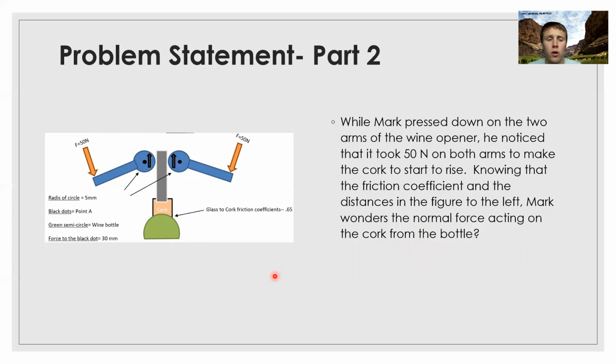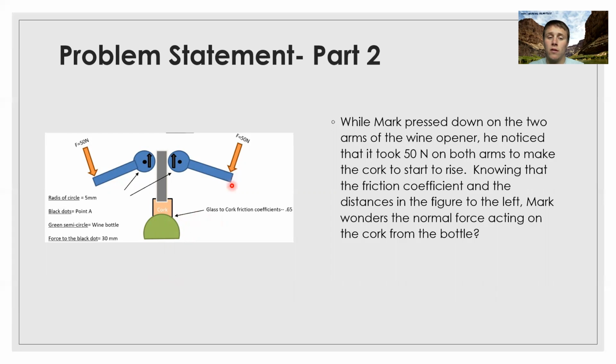So first, going on our variable that we're trying to find, the force that the wine bottle, in this case, is pressing on the cork. It could work either way, it doesn't matter. But in this case, we're going to say, what is the force that is pushing on the cork, my bad, from the wine bottle?